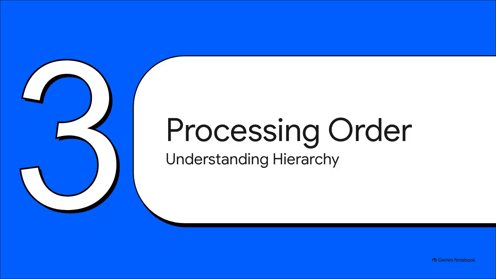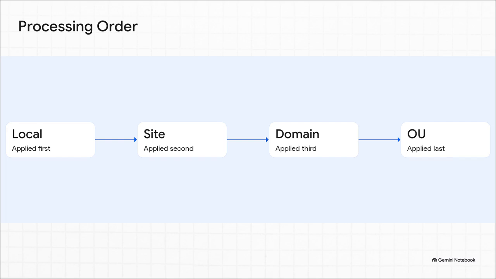Okay, Part 3. The LSDOU processing order. Let's really understand this hierarchy. If you remember one thing from this explainer, make it this simple acronym, LSDOU. This perfectly maps how policies flow and are processed by the system in chronological order. Step 1. The local machine's policies apply first. Step 2. Policies linked at the site level are applied next. Step 3. Domain-level policies hit. And finally, Step 4. The OU, or Organizational Unit, policies are applied last.